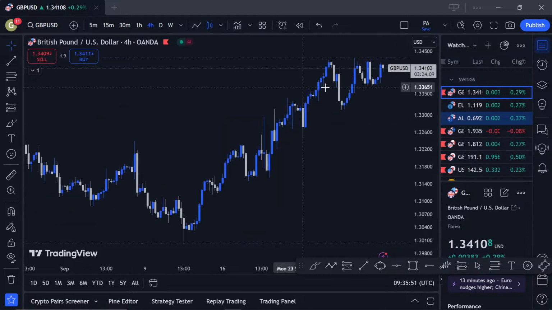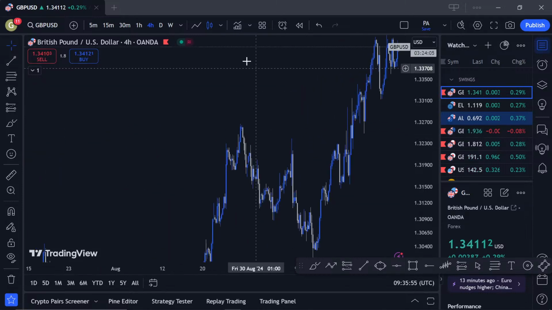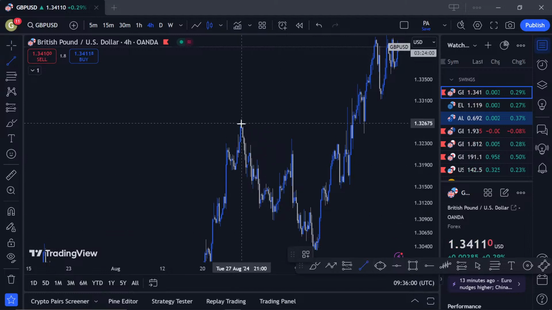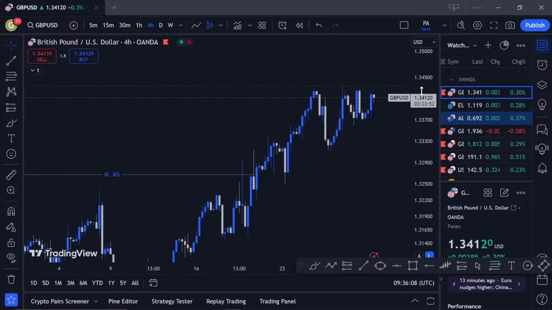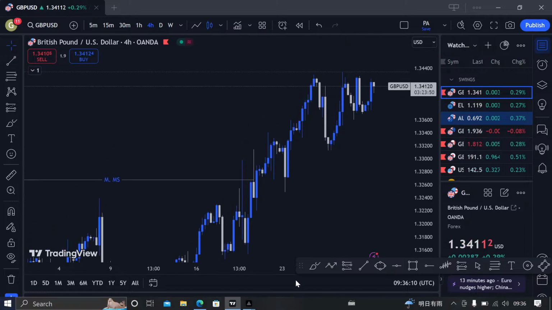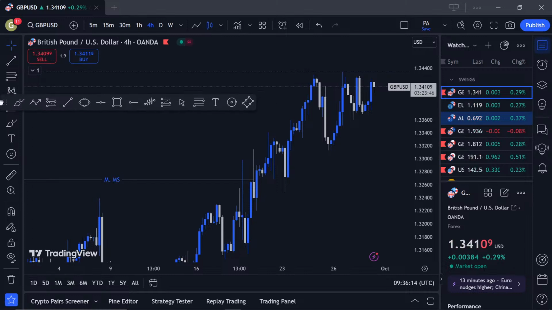GBP USD, as you can see, is currently on a consistent uptrend. We had this heavy market shift from this area. For those of you who are new, market shift simply stands for change of character, but I go with the word market shift. So we have market shift right here. Despite having that market shift, the market is creating a resistance area here.